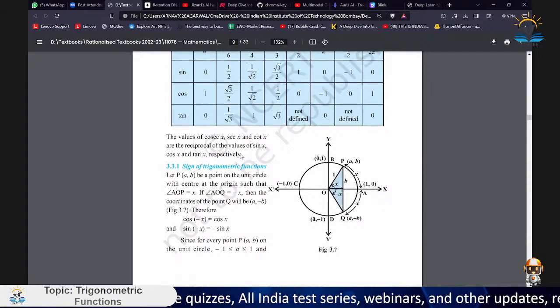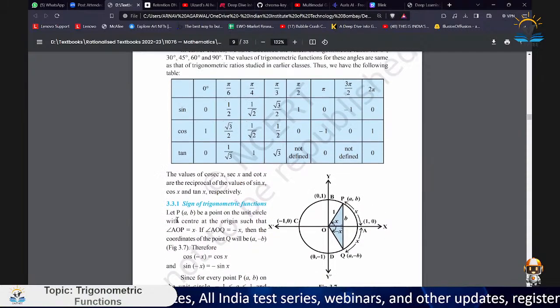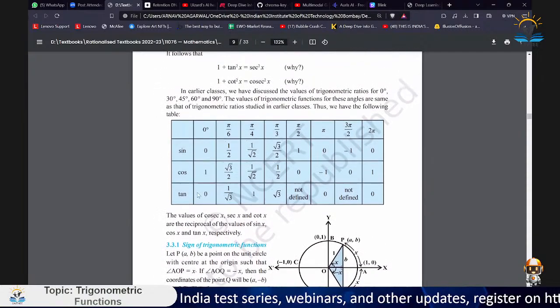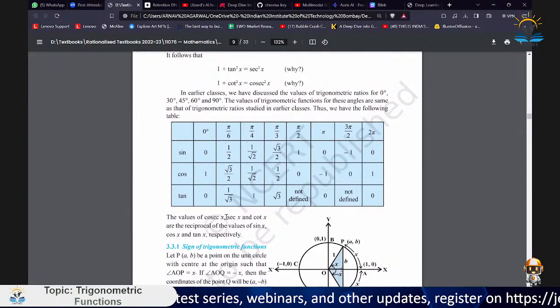Again, we know that cosec x is equal to 1 by sin x, right? So you need not remember tables for cosec x, because you can anyway find the sine of that value and then just reciprocate it to get the cosec of that value, right?